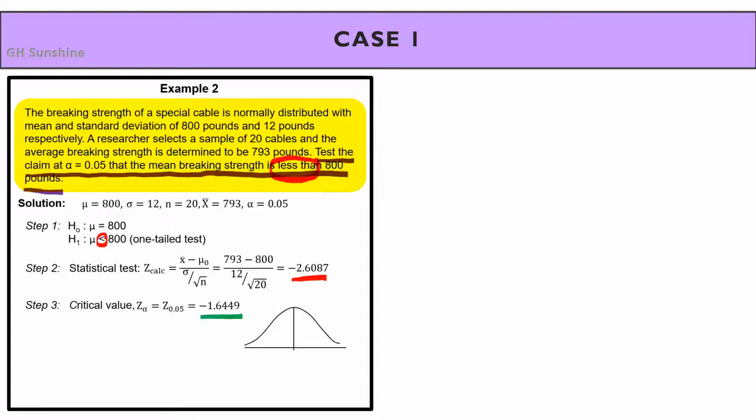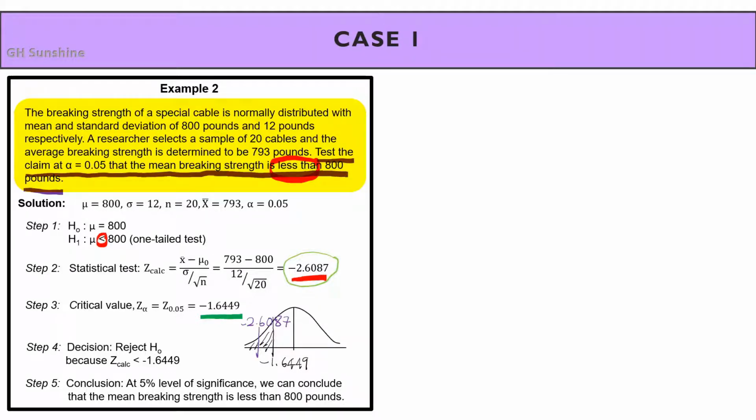Left side. So left side here, this one, negative 1.6449. So what is the decision compared to this value? Is it in the rejection region? Yes. Therefore, reject H0 because Z calculation less than negative 1.6449. So when you look at here, negative 2.6087 is in the rejection region. Therefore, at 5% level of significance, we can conclude that the mean breaking strength is less than 800 pounds.